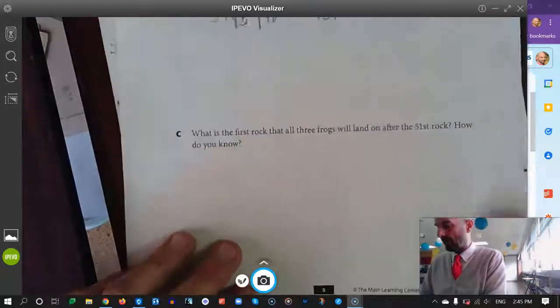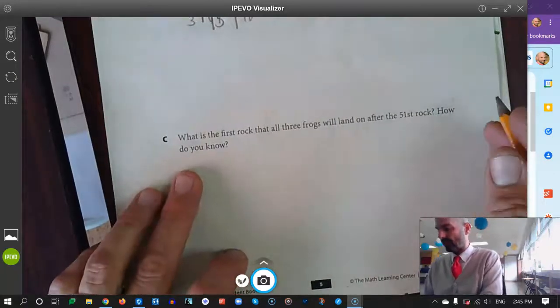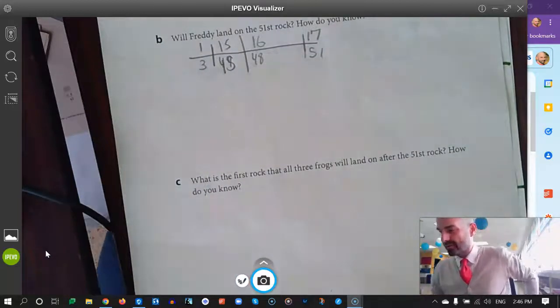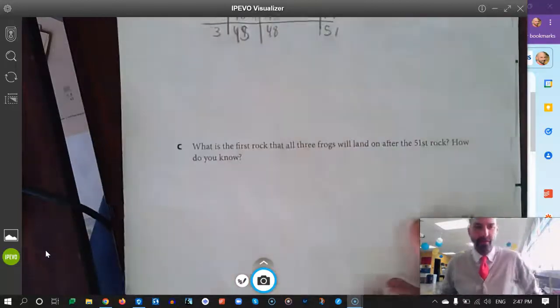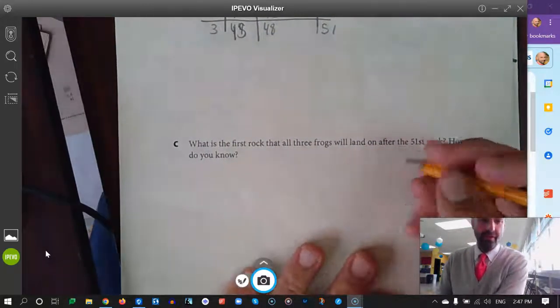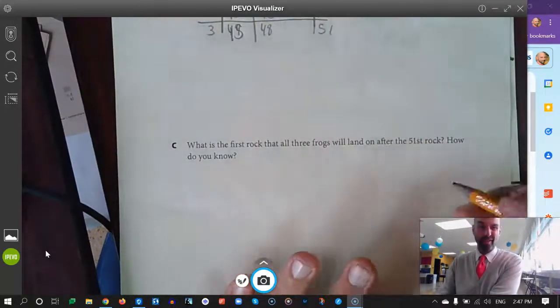And finally, what is the first rock that all 3 frogs will land on after the 51st rock? All right, so pause. I accidentally didn't pause the last time I made this, so I had to redo it. I get too excited, guys. I love math. So pause, figure this out. The first rock that all 3 frogs will land on after the 51st rock. Did you figure it out?